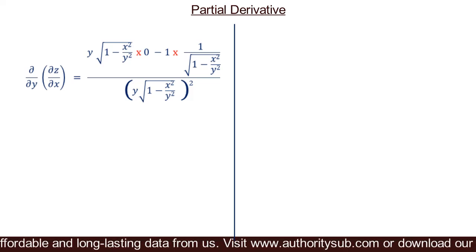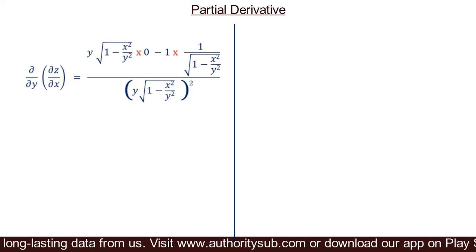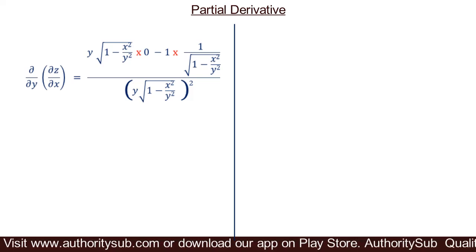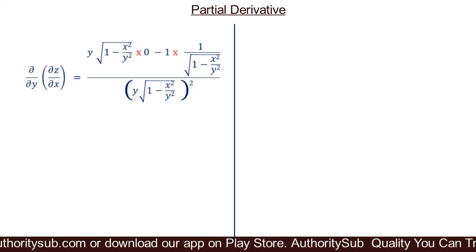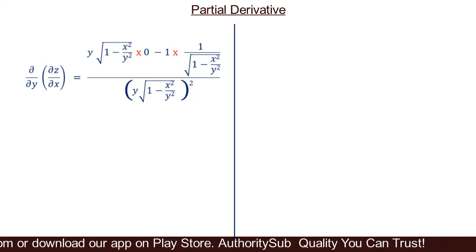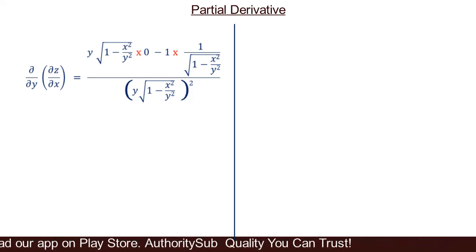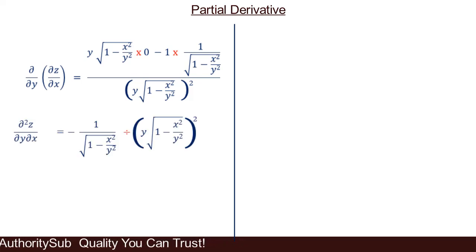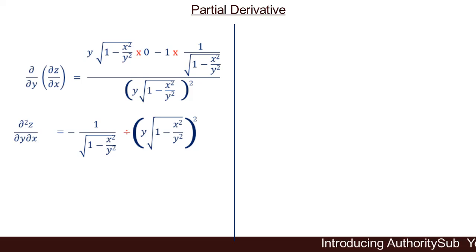Are we together? Yes, now let's go. In the numerator where we have multiplied by 0, everything in the first part is going to be 0. Then we have minus 1 multiplied by 1 all over square root of 1 minus x squared all over y squared, which gives us minus 1 all over square root of 1 minus x squared all over y squared. Then in the denominator, what do we do? Look at it. We are going to have divided by y open bracket square root of 1 minus x squared all over y squared, all in bracket squared, right?